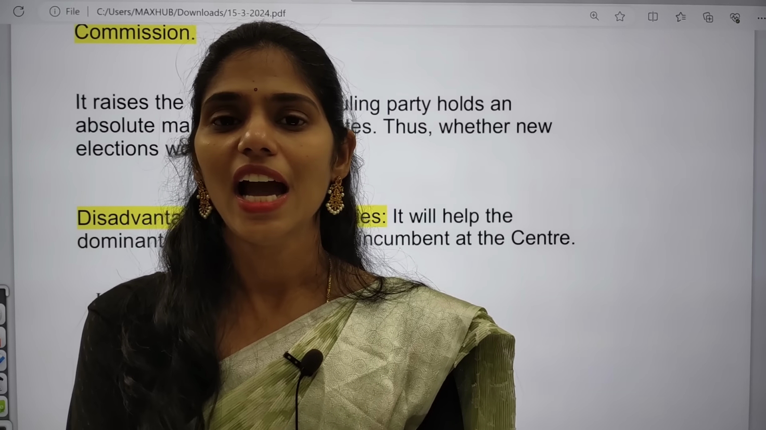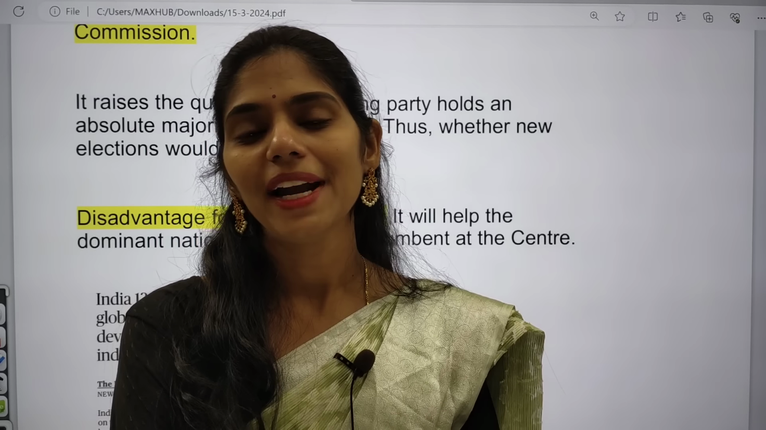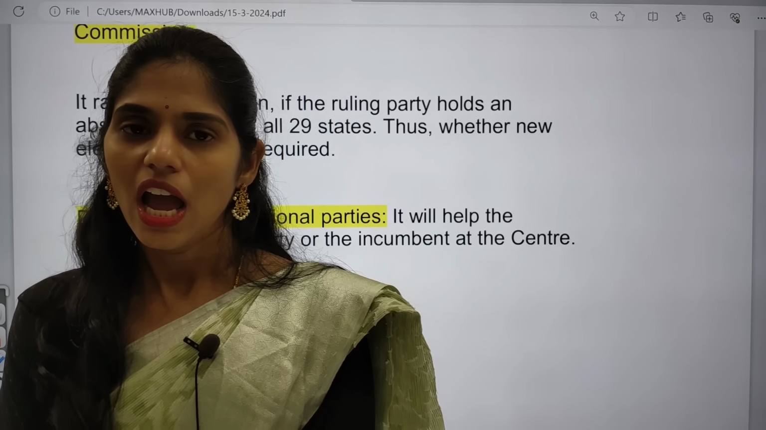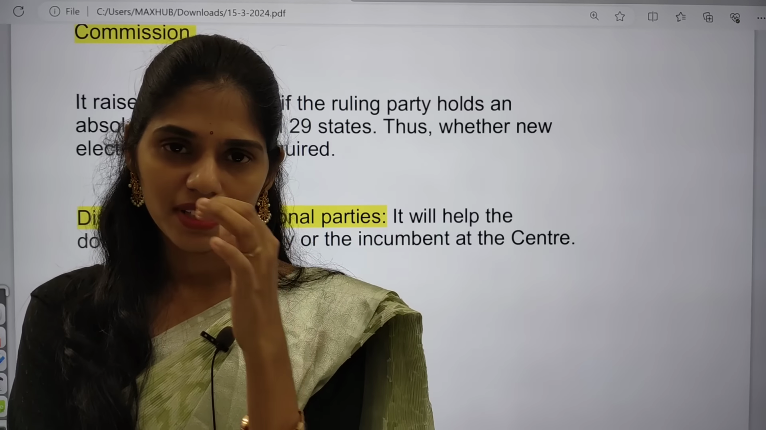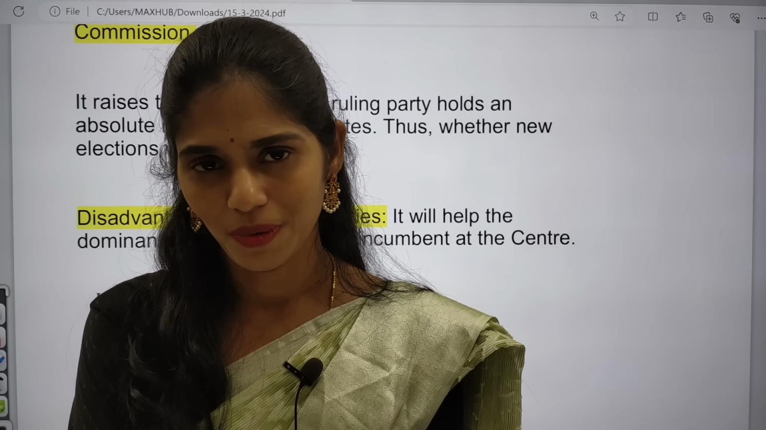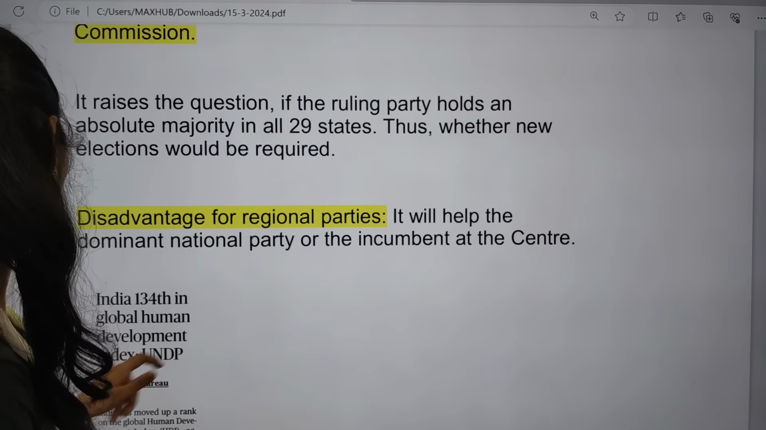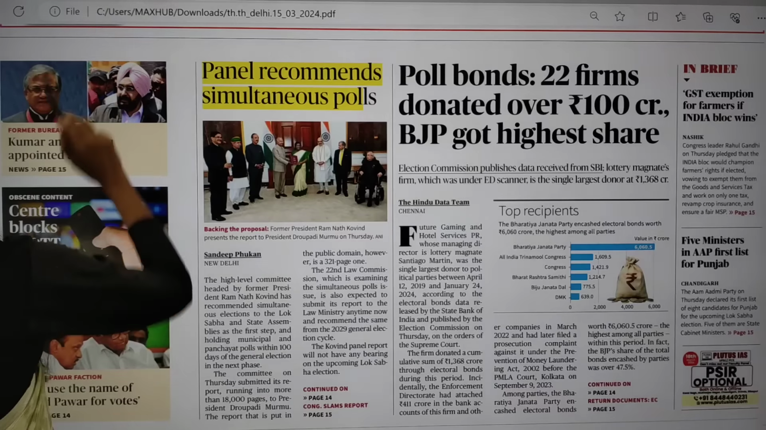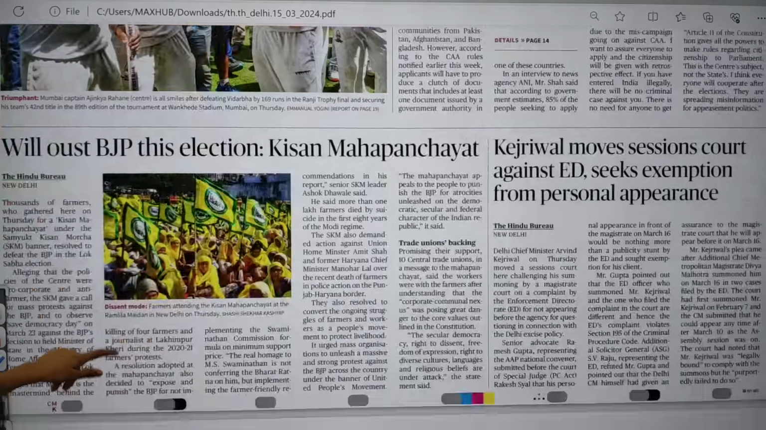And there is a very high scope of getting prelims and mains based questions. Whenever you are seeing election topics in the news, remember elections is one of the favorite areas of UPSC. Clear? And now let us move back to our Hindu page.